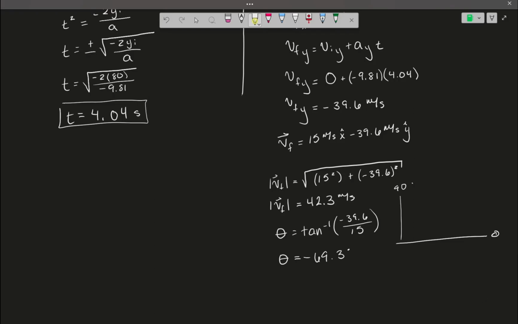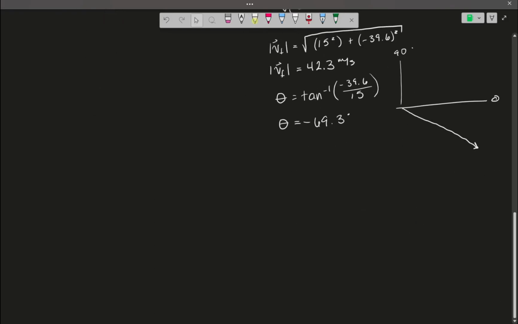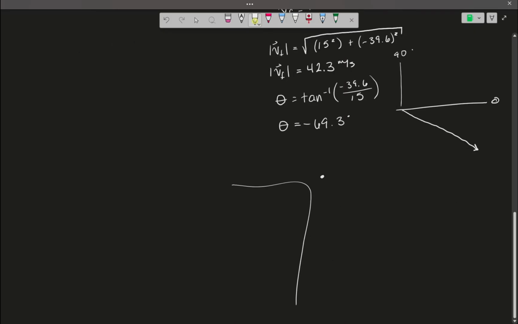Keep in mind that the negative 69.3 degrees tells me that our vector would be pointing this direction. And that makes sense, right? Because if I have a cliff and I throw a rock off, it is going to be moving in this direction. So this is telling me that I have a vector pointing that way. And I have the x component of the velocity is going in the positive x direction. The y component of the velocity is going in the negative y direction. So if I add these two together, I would get a vector pointing in this downward, forward direction.